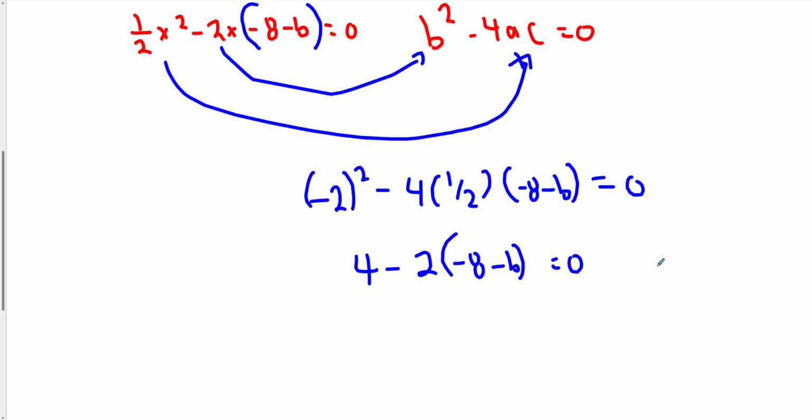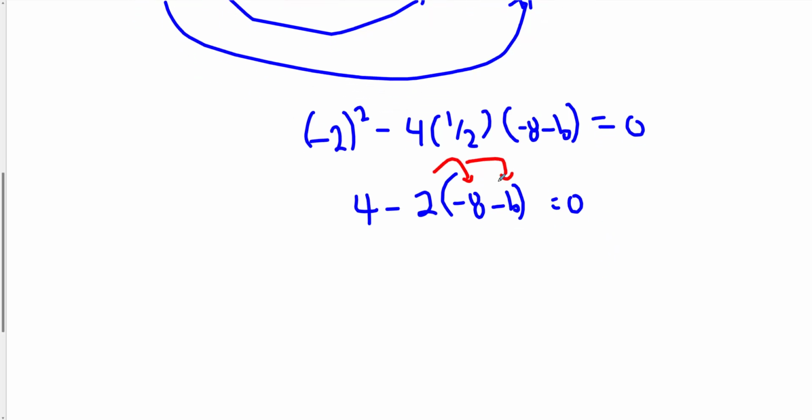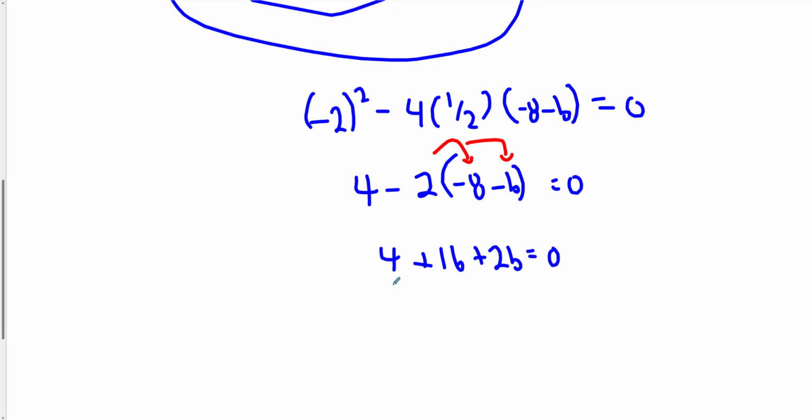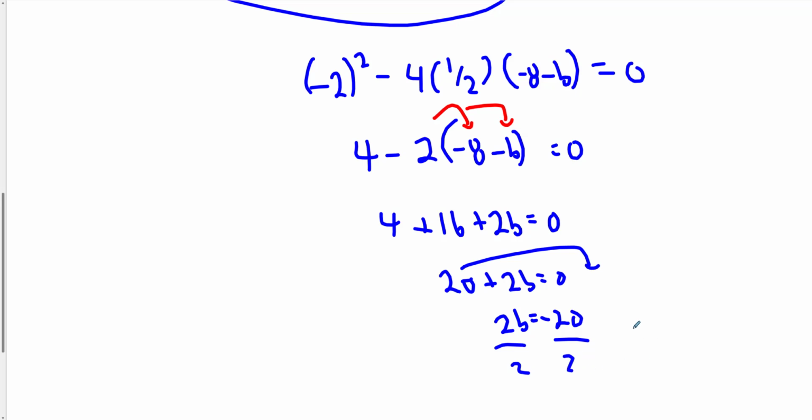And now we have a grade 10 problem, which is just algebra, or even a grade 9 problem, where we just distribute that number in there. This becomes 4 minus, what's minus 2 times minus 8? Positive 16. What's minus 2 times minus b? Positive 2b equals 0. 4 plus 16, that's 20, plus 2b equals 0. Bringing the 20 over, 2b is equal to negative 20. Final step, divide both sides by 2. b is equal to negative 10.